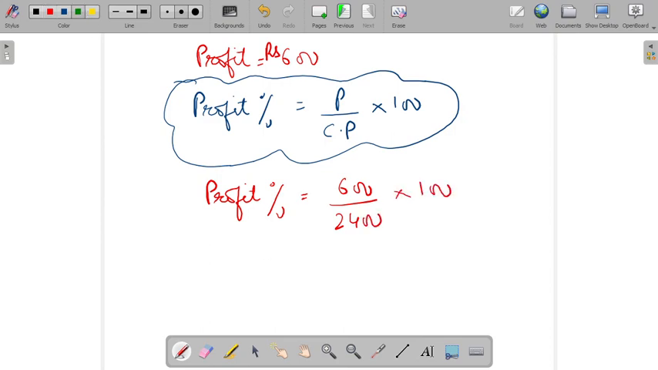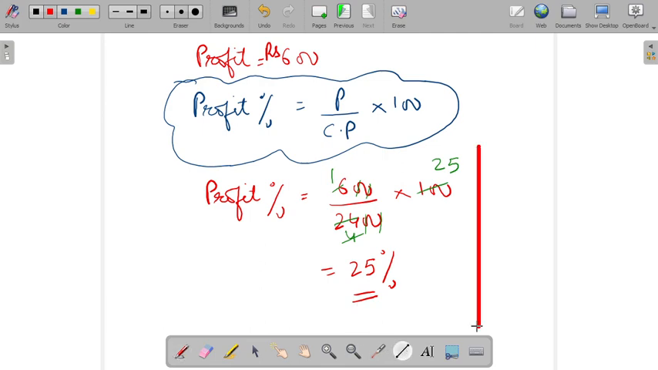Now we will cancel the terms. So zeros would be cancelled out. 4 and then this would be cancelled out. So what should be the answer? 25% would be the profit. So before we end this question, how will you proceed further? Therefore, profit percent equals 25%.